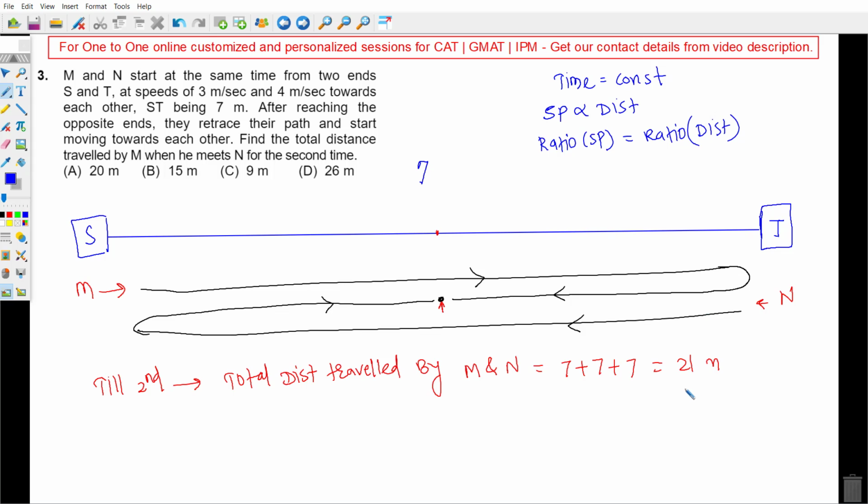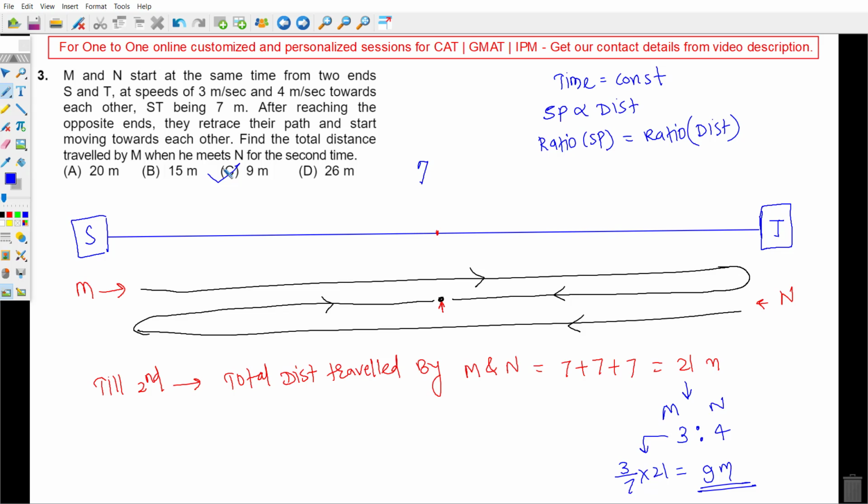So this distance will be divided between M and N in the ratio of their speeds. The ratio of their speeds is 3:4. So the distance traveled by M becomes 3 out of 7 into 21, which is equal to 9 meters. So here the answer is option C.